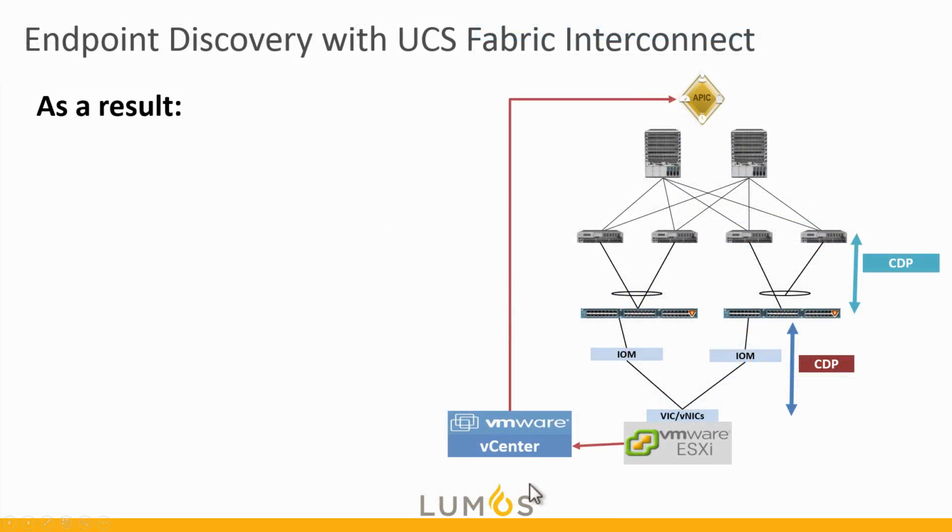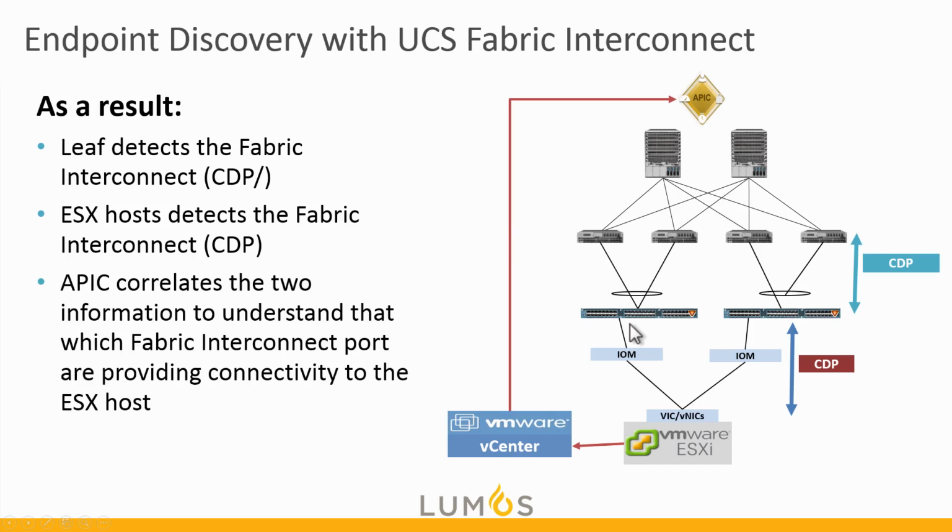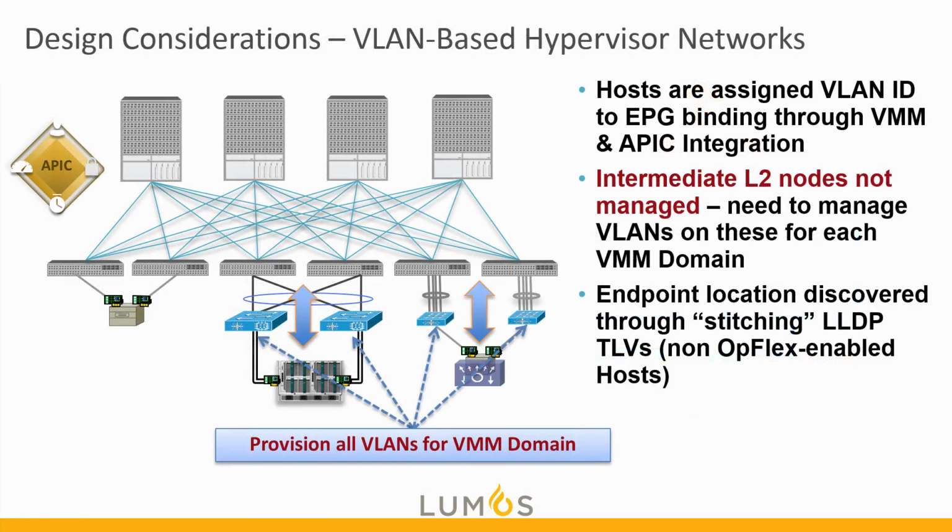And so as a result, what happens is the leaf detects the fabric interconnect, the ESXi host detects the fabric interconnect, and the APIC stitches or correlates the two bits of information together to understand which fabric interconnect port is providing connectivity between the ESXi host and the APIC. And like I mentioned, they don't even have to be the same discovery protocol. So hosts are assigned VLAN IDs through the VMM integration.